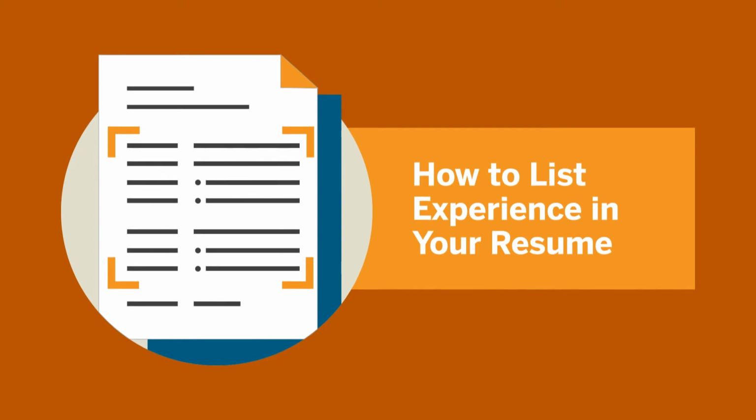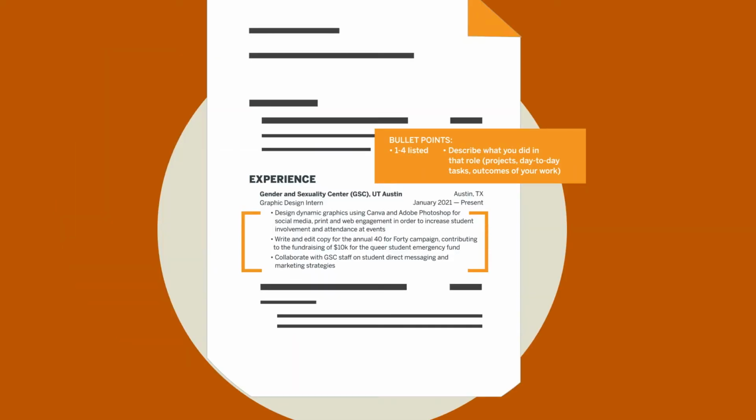When you include an experience, let's say a part-time job, you will usually list your role or title, such as the office name, the organization, university name, and time frame, month and year, at the top. Underneath, you will describe what you did during that time using bullet points. Now let's talk about what to put in the bullet points.